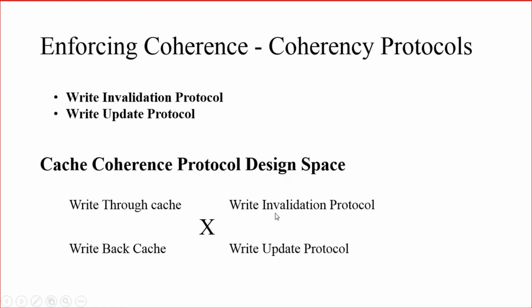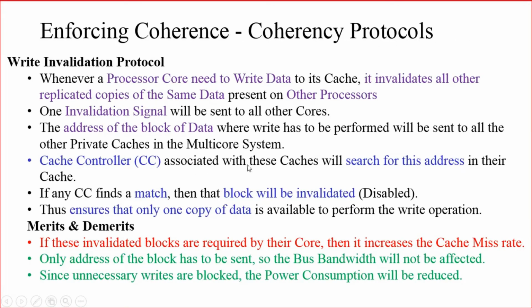One is write through cache with the write invalidation protocol. Second one is write through cache with the write update protocol. Similarly, write back cache with the write invalidation and write back cache with write update protocol. So next we will see what we mean by write invalidation protocol.